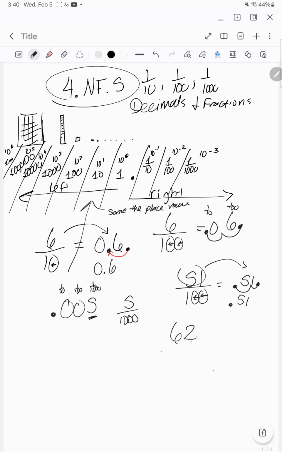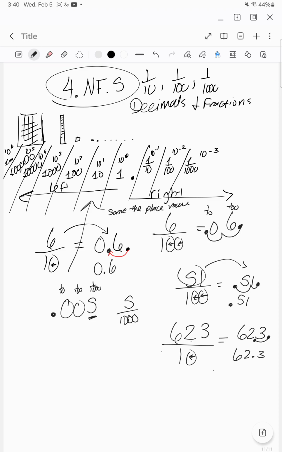If I said 623 tenths, that's very easy. I'm dividing by 10, obviously. So what I'm going to do, drop my whole numerator, not part of it, the whole thing, put the decimal. I see 1 zero, so I do 1 jump. So the answer is 62.3. So 4.NF.5 is all about talking about fractions and decimals.